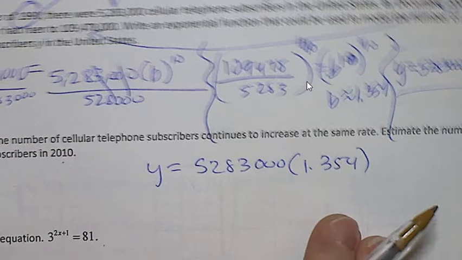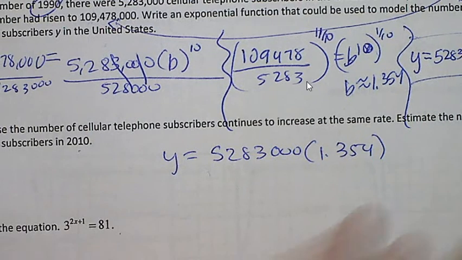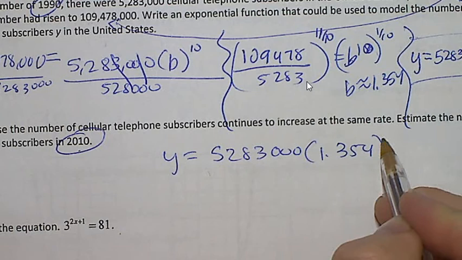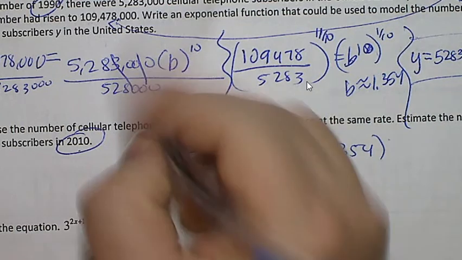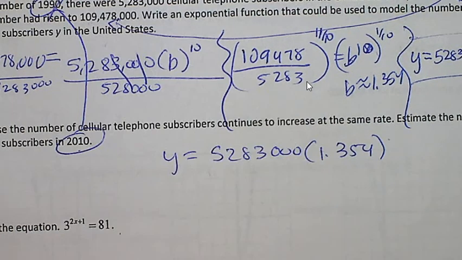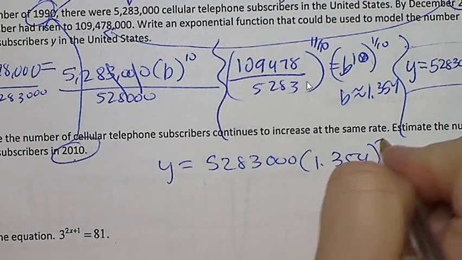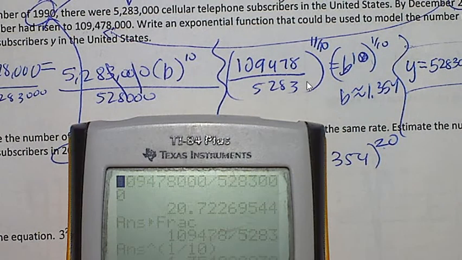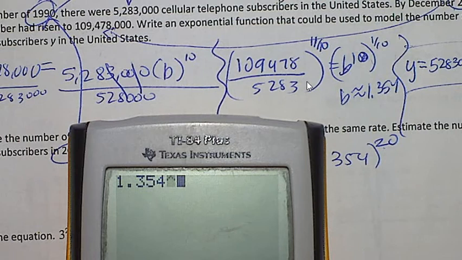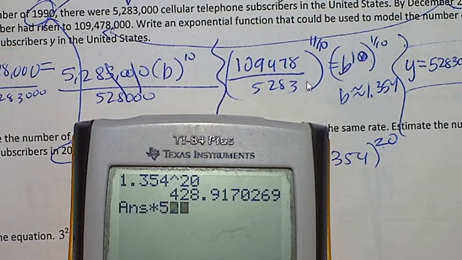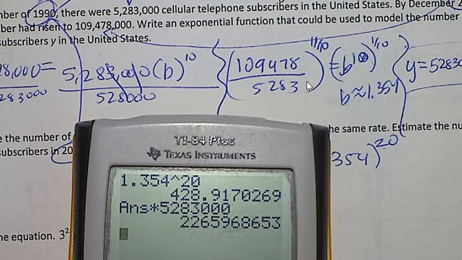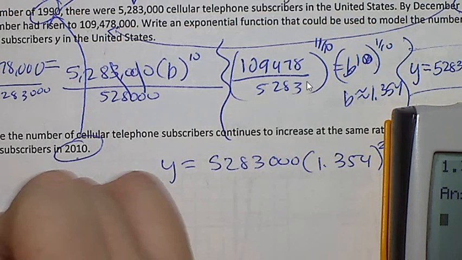In number 10, it says to estimate the number of cellular phone subscribers in the United States, assuming that we continue to increase at the same rate in 2010. Most students in the past, when I see a mistake, they want to type in 2010 for x. Remember, it goes back to your initial year. So the difference from 2010 back to 1990 is 20. I'm taking 1.354, raising it to the 20, and taking it times that initial amount. How many of you have this number? Really large number. Okay, so 2, 2, 6, 5, 9.